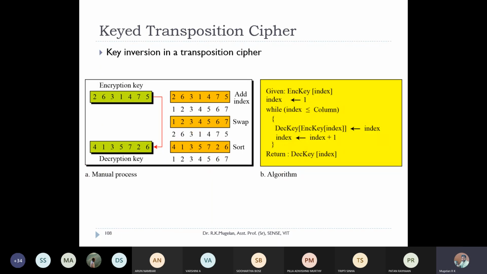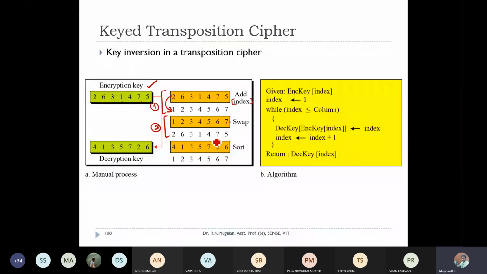This is the process here. I want everyone to listen to this carefully. For example, this is the encryption key you have: 2631475. The first step, I will add the index value. Index value is nothing but the position values of these keys, so simply 1, 2, 3, 4, 5, 6, 7. Next step, I have swapped these two. You can see I have pushed whatever is present in the yellow box to come out here. So this is your step 1 and this is your step 2. After swapping, your 1, 2, 3, 4, 5, 6, 7 went here, and this key value 2631475 came out.